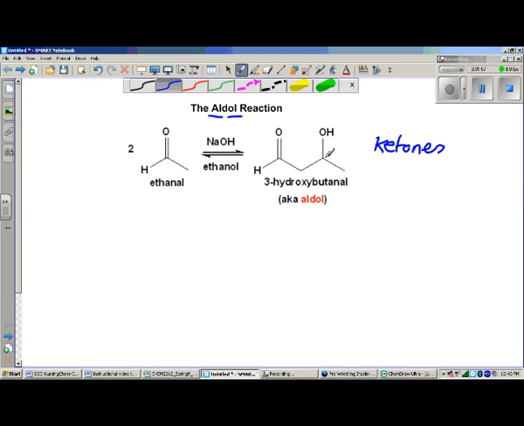And the product that you always get is one that looks like this, where you have a carbonyl group and an OH, 1, 2, 3 carbons away from each other. So you could essentially say you have a beta hydroxy carbonyl. I say carbonyl because it could be an aldehyde or a ketone. So don't think that this only works with aldehydes, because it works with ketones just fine.